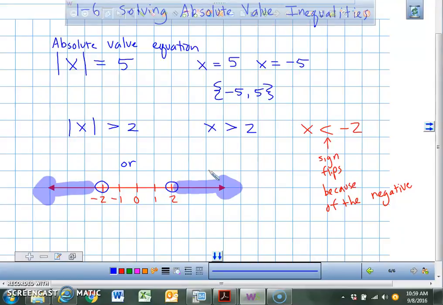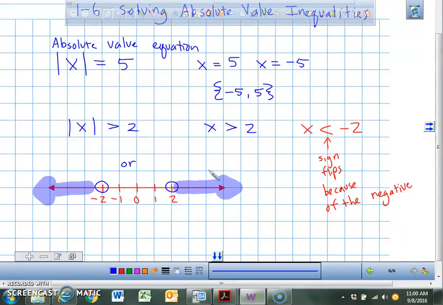Sodium chloride, NaCl. Chlorine and sodium together make sodium chloride, which is table salt. Okay, that's a compound. What's an element? An element is sodium. An element is chlorine. A compound is them together. So we're dealing with a compound inequality. You're dealing with two inequalities working at the same time.